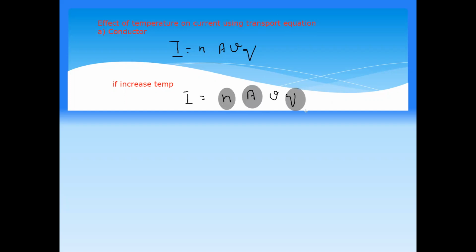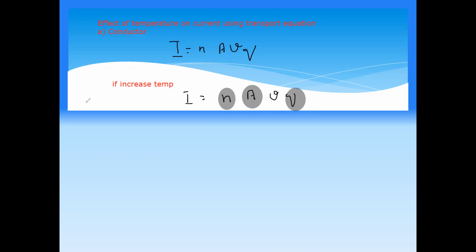So what happens? The transport equation states I = N A V Q. If we increase the temperature, what happens? What is the relation of temperature with the number of charge carriers? It is not affected. So for conductors, in the equation I = N A V Q, N is constant, which is why I circle it. A is the area, that's constant. Q is the charge of an electron, that is also constant. So the current depends on the drift speed.